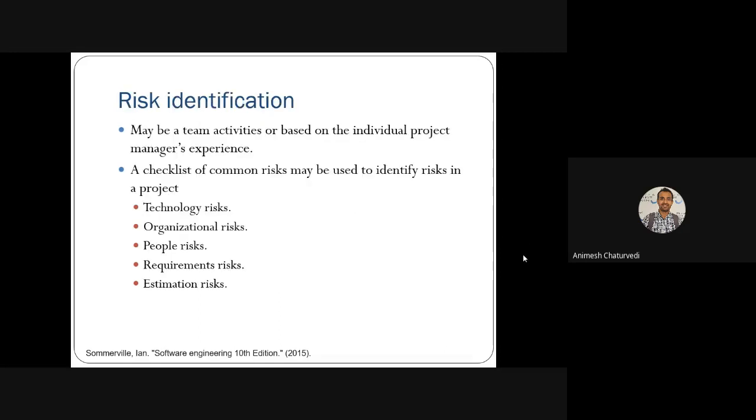Then we'll see all these things in detail, starting with risk identification. It is a team activity, based on how risk has been experienced in an individual project, and then the identification can be done. The team members or individuals can identify risks based upon their project manager's experience. Then they create a checklist of common risks that could be identified in the project, like technological risk, organizational risk, people risk, requirement risk, and estimation risk.